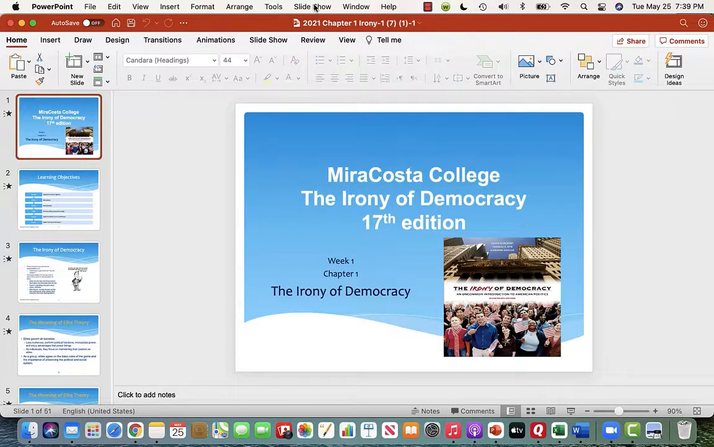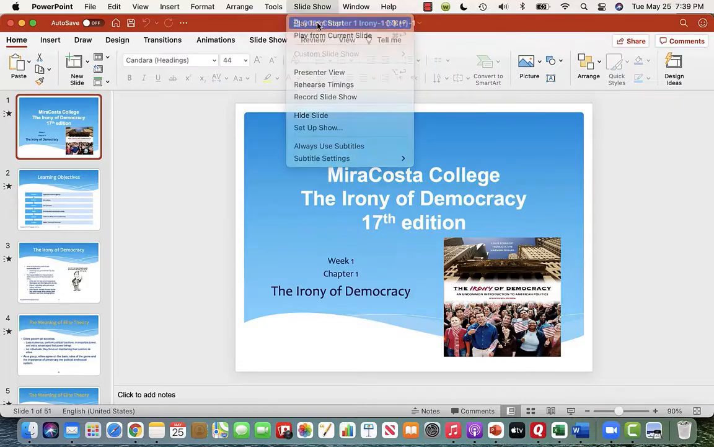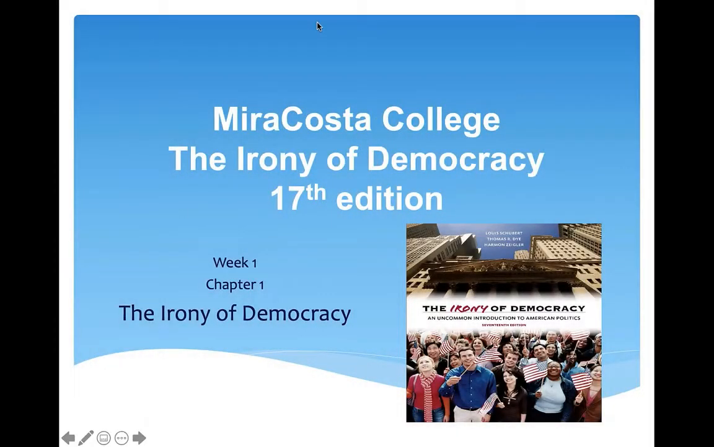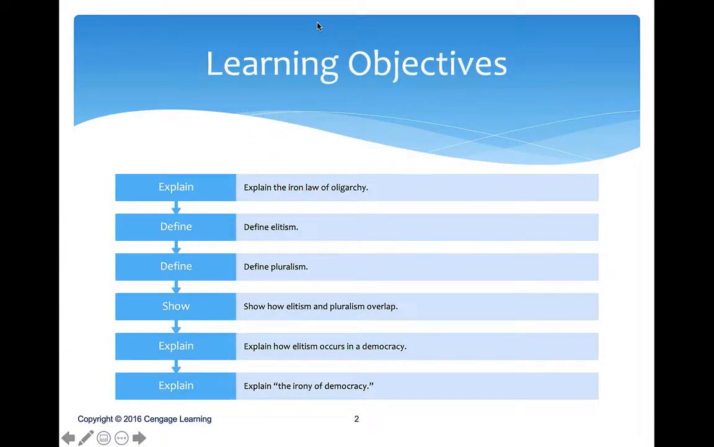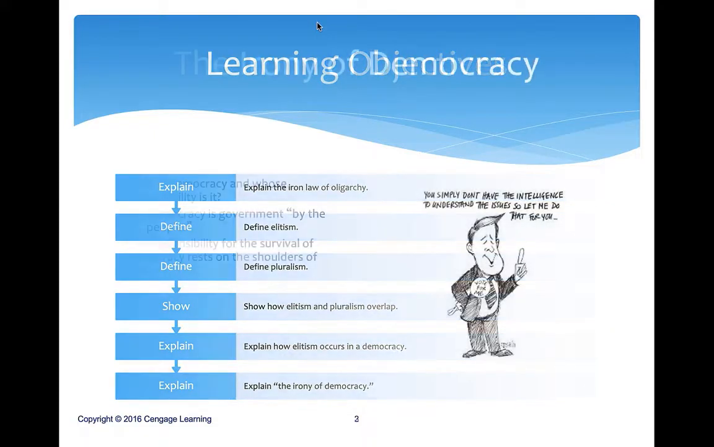Okay, so out of the first chapter of Irony of Democracy, it talks a little bit about the development of our country. So what we're going to do is talk about something called the iron law of oligarchy. We're going to talk about elitism. We're going to talk about pluralism. We're going to talk about how they overlap. And then we're going to talk about how elitism currently occurs in our representative democracy. And then we'll try to explain why the title of the book is The Irony of Democracy. It's a really interesting question.